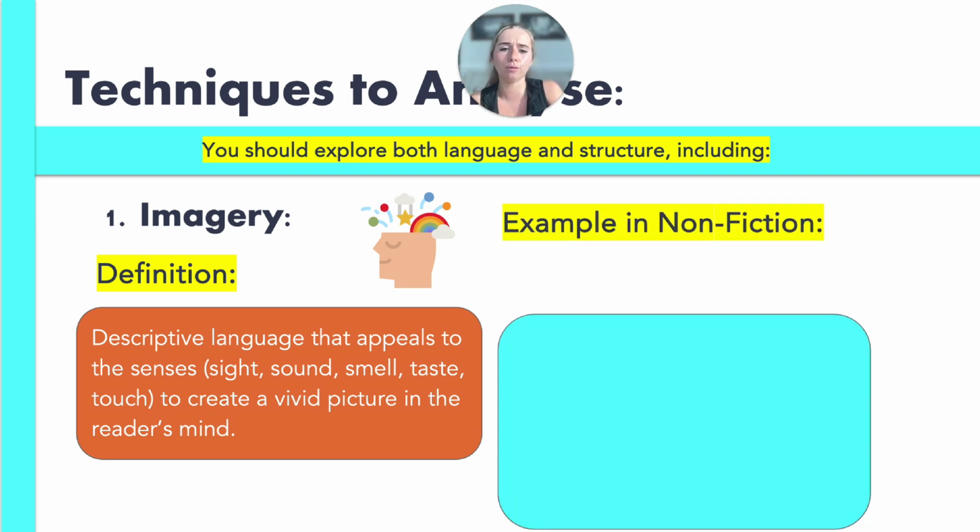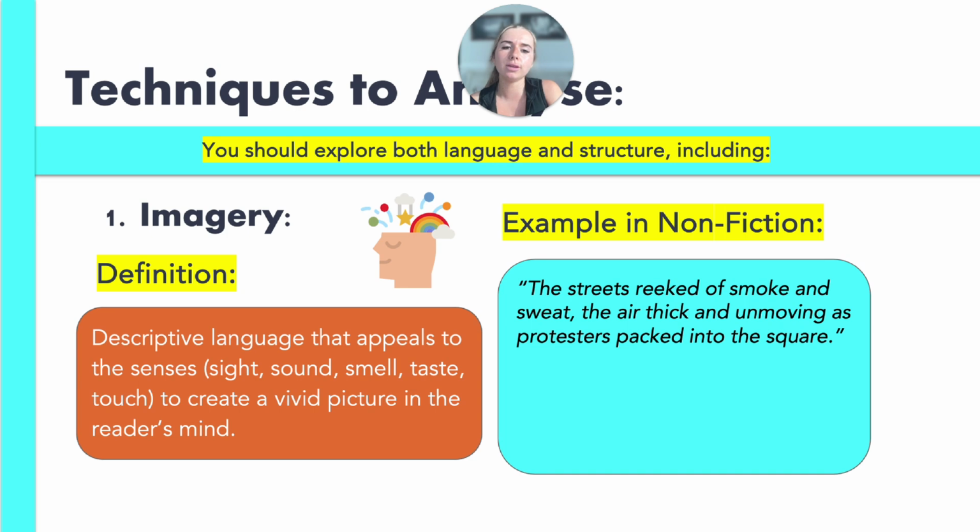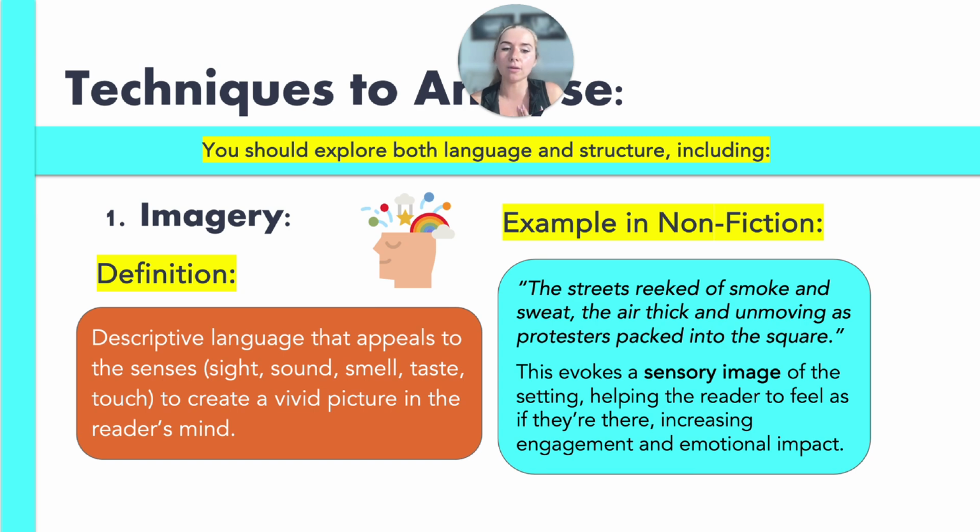So an example in non-fiction would be: the streets reeked of smoke and sweat, the air thick and unmoving as protesters packed into the square. So we could say here this evokes a sensory image of the setting, helping the reader to feel as if they're there, increasing engagement and emotional impact. So you can see there, I've talked about imagery. This is an example of a language technique that I could look at. And then what I'm doing is saying what it would show and then how that links to the impact on the reader. So that's an example of one of the techniques.